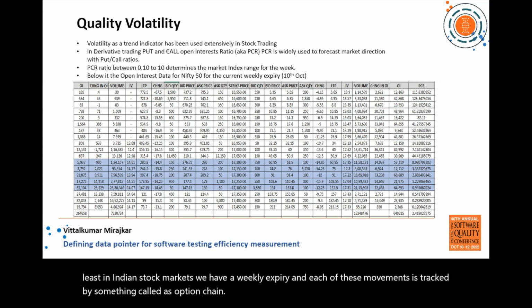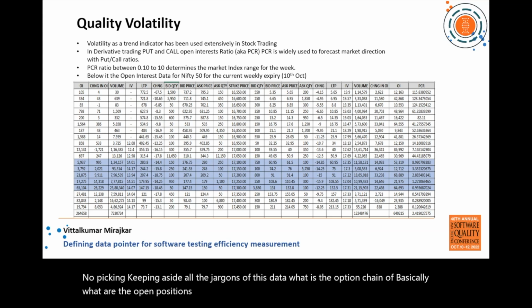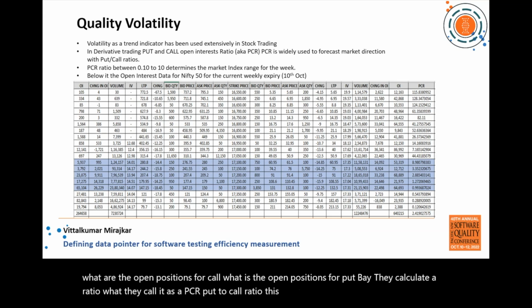Now, keeping aside all the jargon of this data, what is the option chain? Basically, what are the open positions for call, and what are the open positions for put? They calculate a ratio, which they call the PCR, the put to call ratio. Arriving at this ratio is a tedious task.